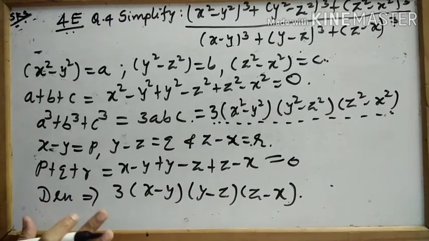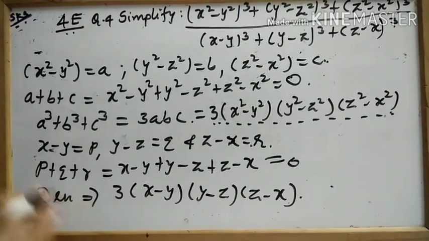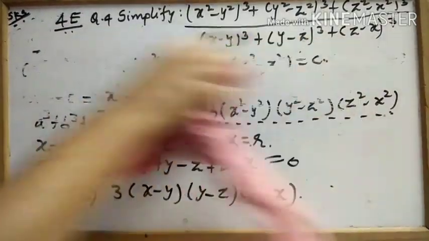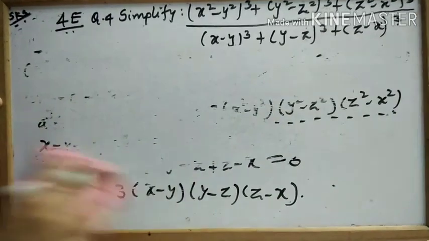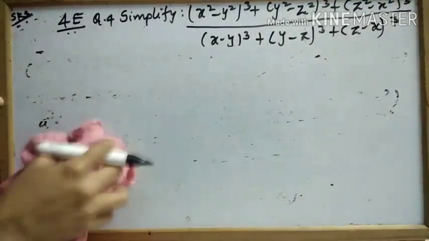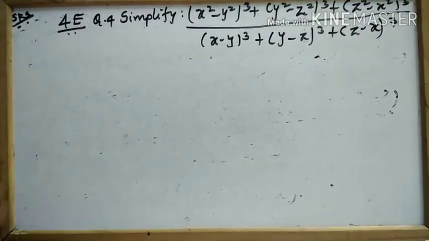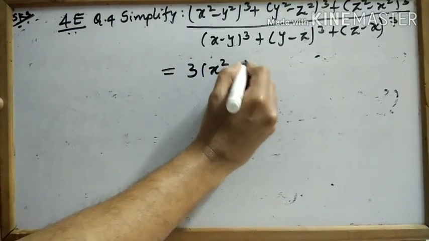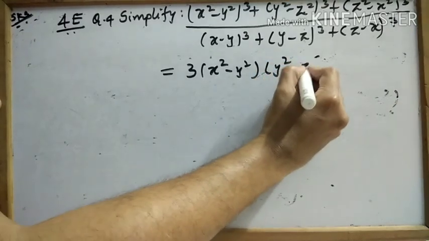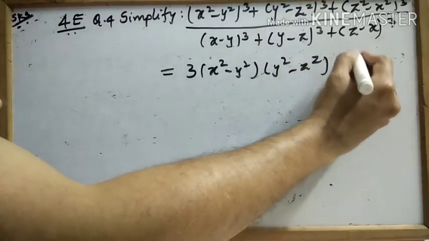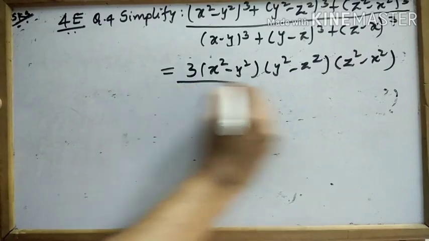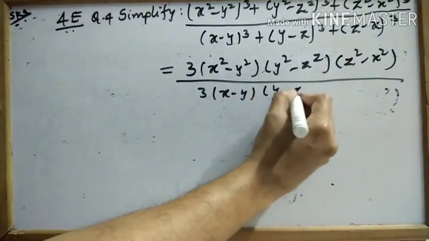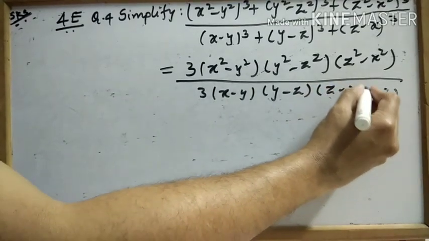So this is not the final part of the solution, but I have to rub the board and I will just explain what we can replace it with now. What will your new numerator and new denominator look like? Just now we saw, if you remember, this will look like 3 into (x square minus y square) into (y square minus z square) into (z square minus x square), all divided by 3 into (x minus y) into (y minus z) into (z minus x).